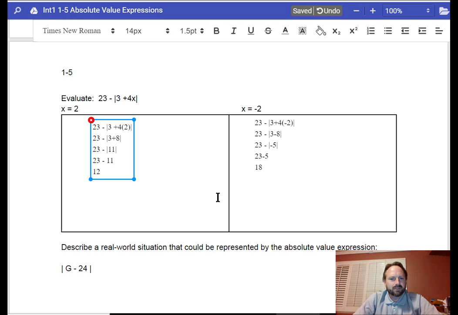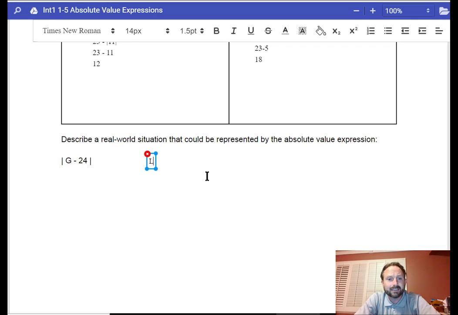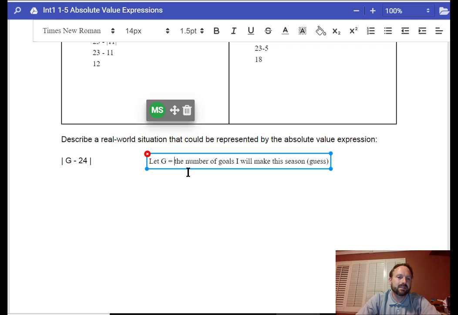Describe a real-world situation that could be represented by the absolute value expression of g minus 24. Let's give you a second. All right. Well, first, let's make our let statement. It's a g, so I don't know. Let g equal the number of goals I will make this season. And this is my guess, my estimate. So it's not the number of goals, it's my guess of the number of goals.